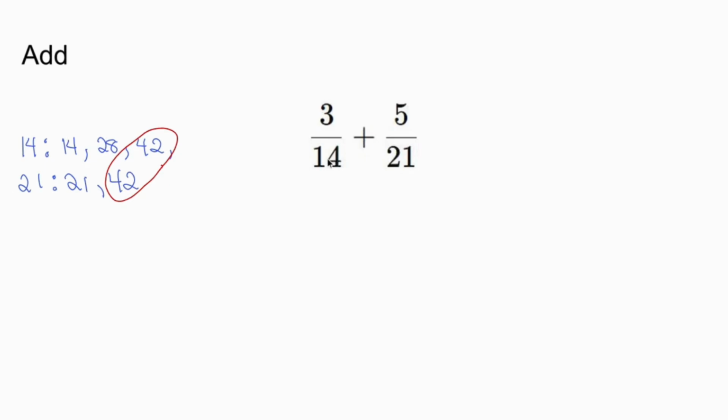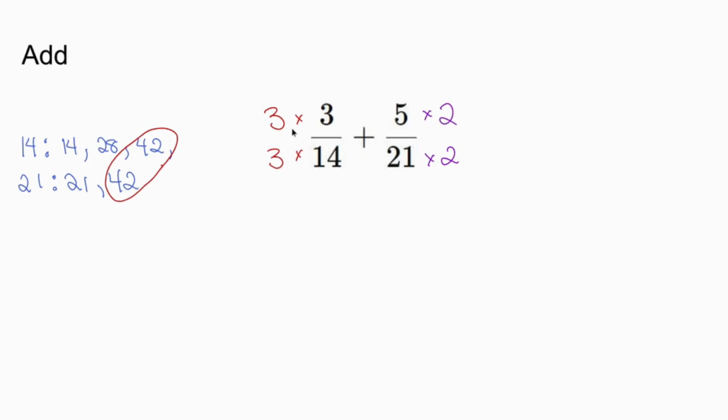Now I have to turn 14 and 21 into 42. How do I turn 14 into 42? Multiply by 1, 2, 3. And if I'm going to do that to the denominator, I have to do the same thing to the numerator. How do I turn 21 into 42? Well, you multiply by 2. And if I do that to the denominator, I have to do the same thing to the numerator as well.